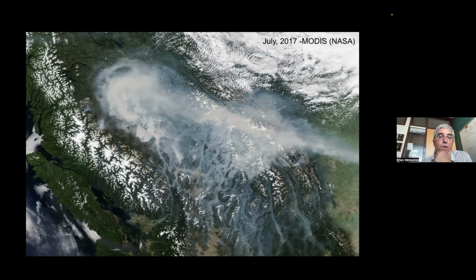This is an example seen from MODIS, a spaceborne image in summer of 2017. And Glenn probably remembers this. This was a bad wildfire year. We had lots of wildfires to the west of Prince George. But in addition to really bad air quality in and around Prince George, you can see that this smoke also starts to drape and cover the ice-covered areas in the interior and Rocky Mountains.